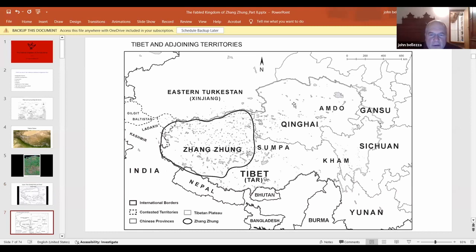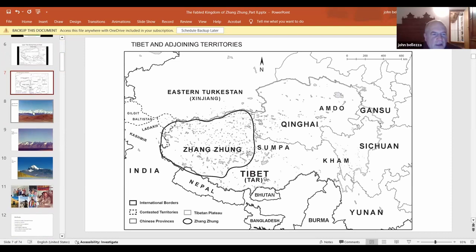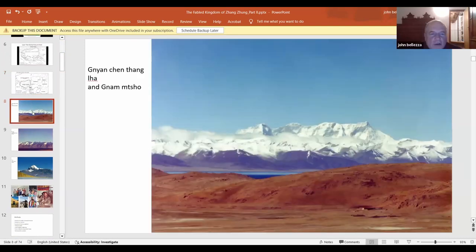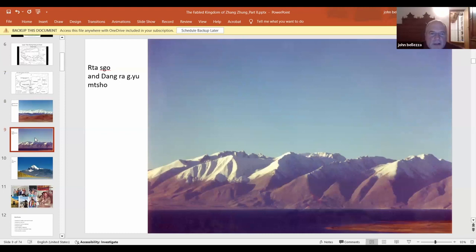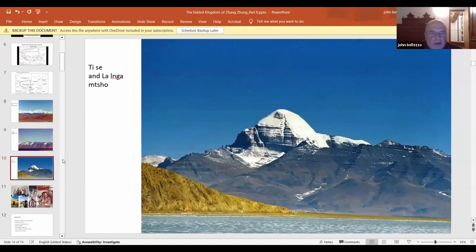Here we have a wider view, the whole plateau and the wider area. East Turkestan was an important region that interacted with the plateau extensively in early times. And I threw these in here too. According to Yungdrung Bon sources, the innermost part of Zhang Zhung was made up of three mountain-lake dyads: Nenchen Tangla and Namtso, Dargo and Tangra Yumtso in the center, and in the west, of course, Tise, or Mount Kailash, and Langatso.